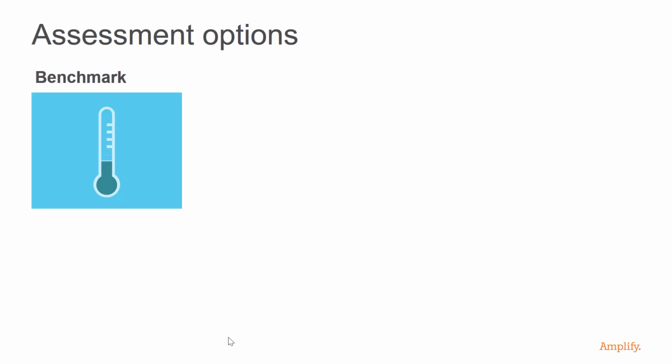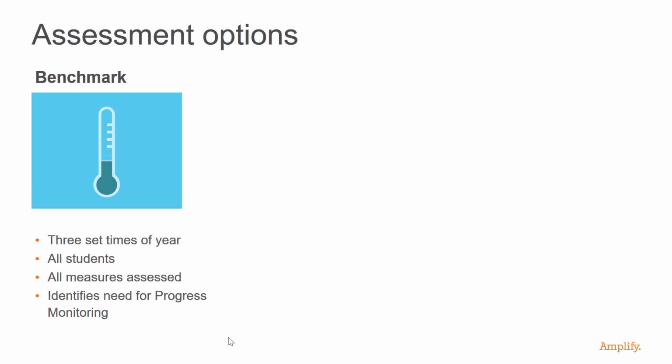There are two types of assessments Miss Jacobs will use. The first is benchmark assessments. These happen 3 set times throughout the year: beginning of year, middle of year, and end of year. All students in her class will take this assessment, and they will be assessed on all measures in their grade. This is great because it will help Miss Jacobs identify which students need progress monitoring.